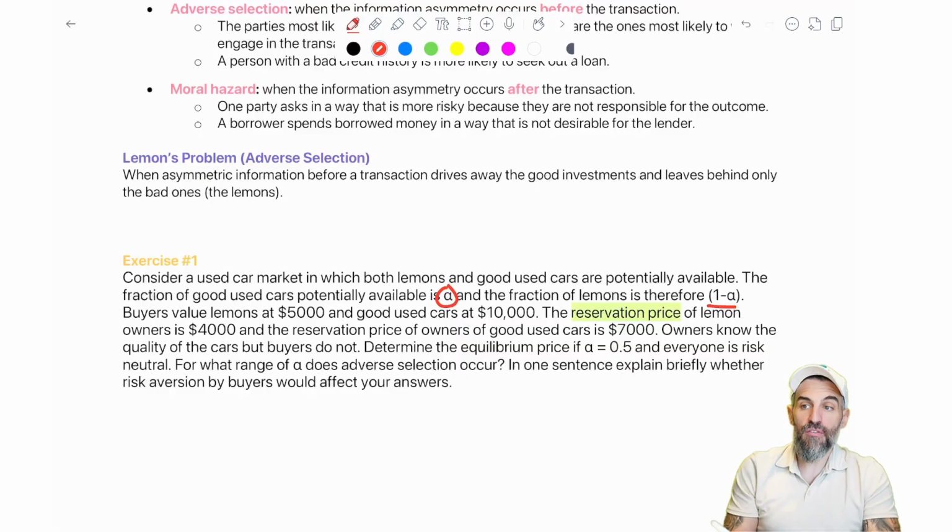Owners know the quality of the cars, but buyers do not. And there is the asymmetric information, the adverse selection problem. It's adverse selection because we haven't sold the car yet or bought the car yet, and so it's happening prior to the transaction. But there's the big problem.